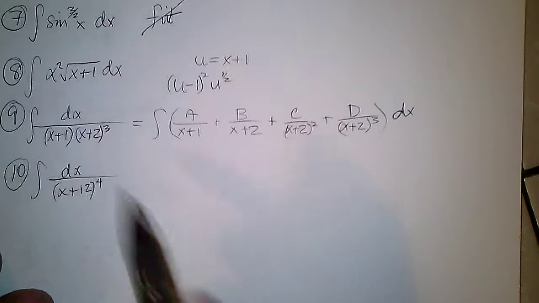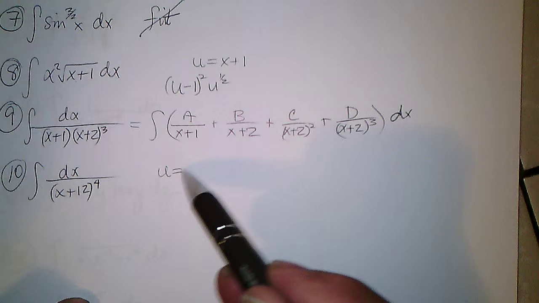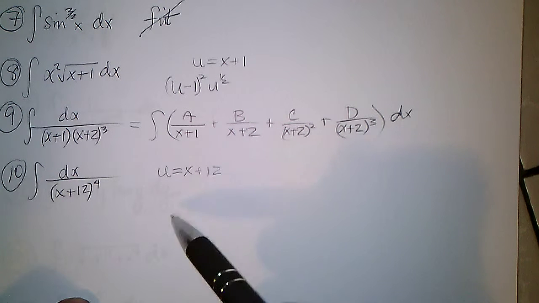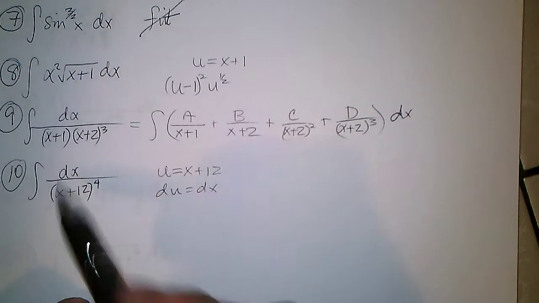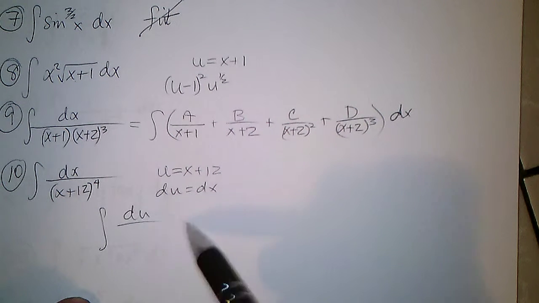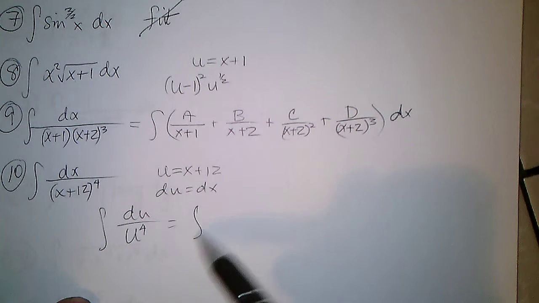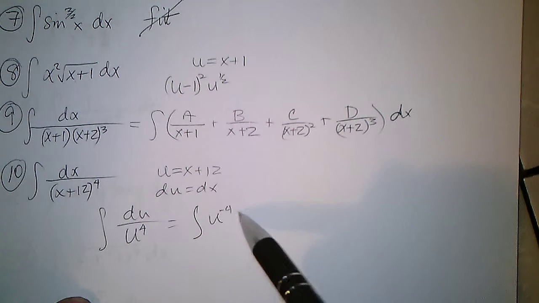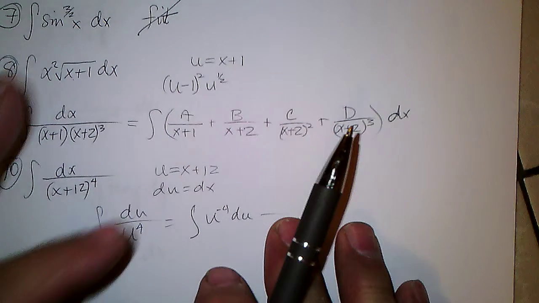And the last one, to the fourth, looks kind of scary, but really if you just let u equal x plus 12, then du would be just dx, and so this would be just the integral of du over u to the fourth, or the integral of u to the negative 4 du, which is pretty straightforward. So that's the first 10.